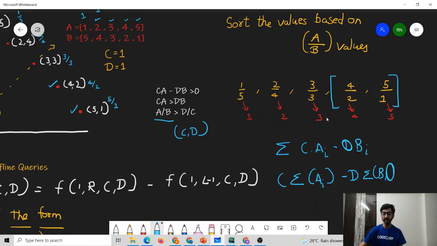So we can use the prefix sum technique and make two different arrays, one only for the values of a and one only for the values of b. Then we can find the contribution of the suffix using the prefix sum technique. This can be done in O(1), and we can find the contribution of the b array. Then the final answer for this particular query will be c times the summation of ai minus d times the summation of bi.